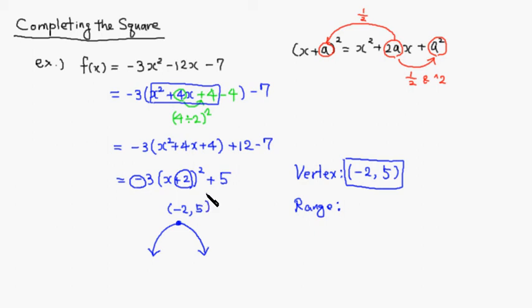Which means that the possible y values are going to be from negative infinity all the way up to 5, including 5. So it's negative infinity to 5, including 5, which is why we use a square bracket. So that's the range of the function. All right, that's it. I hope that it was clear.